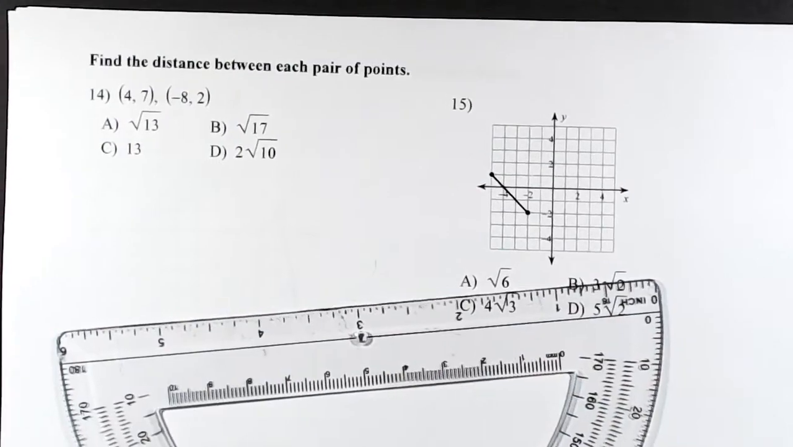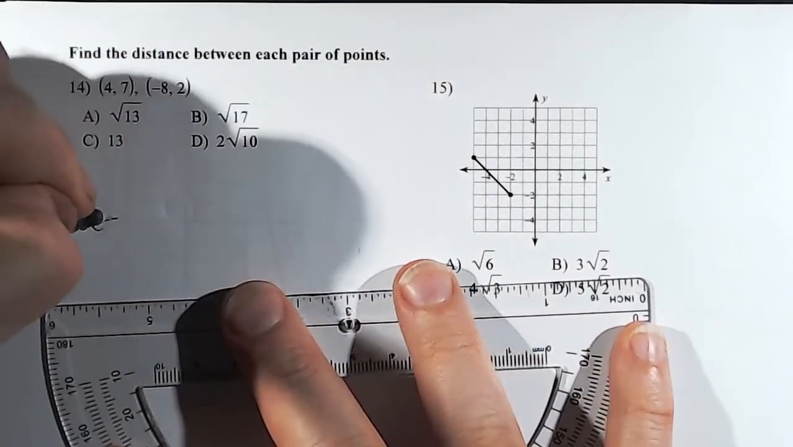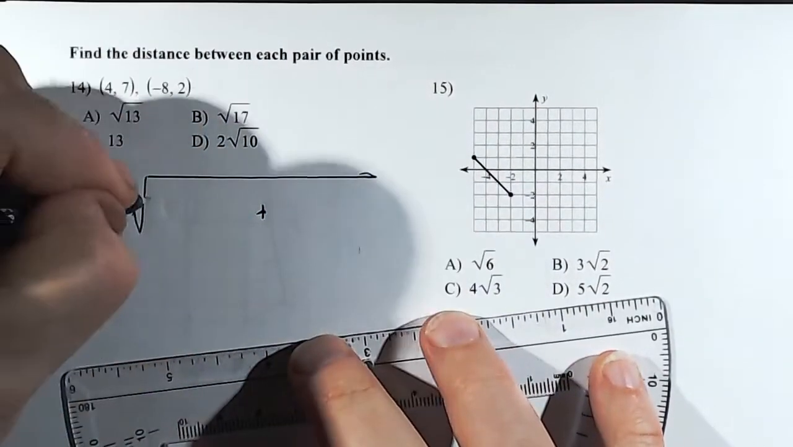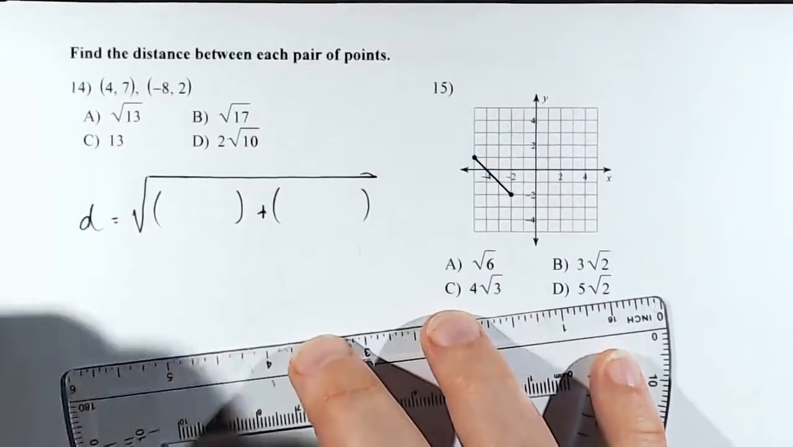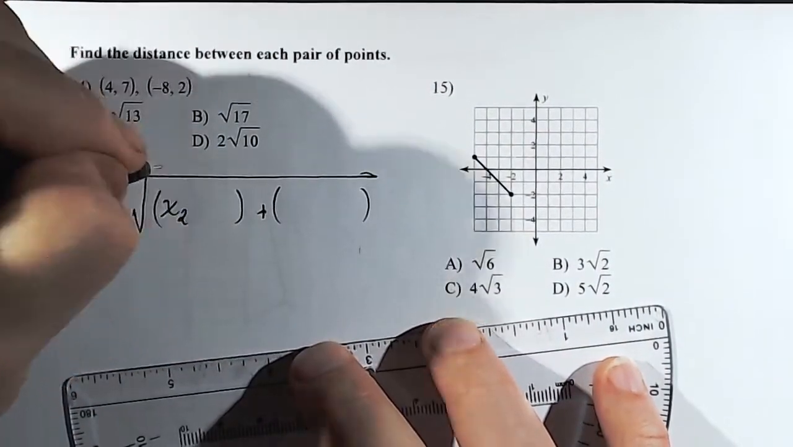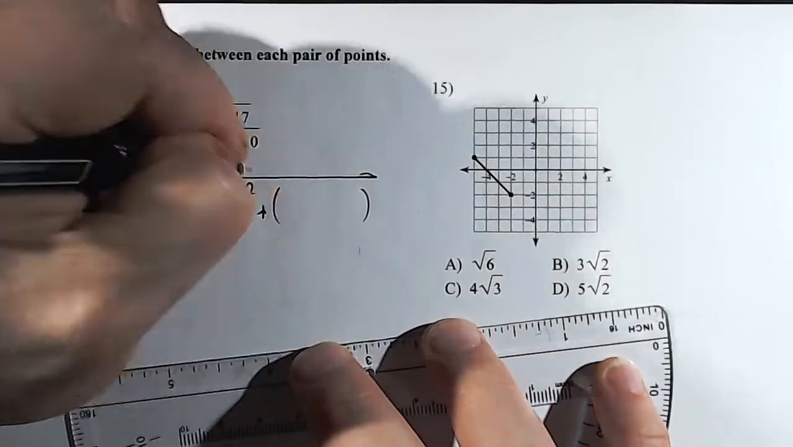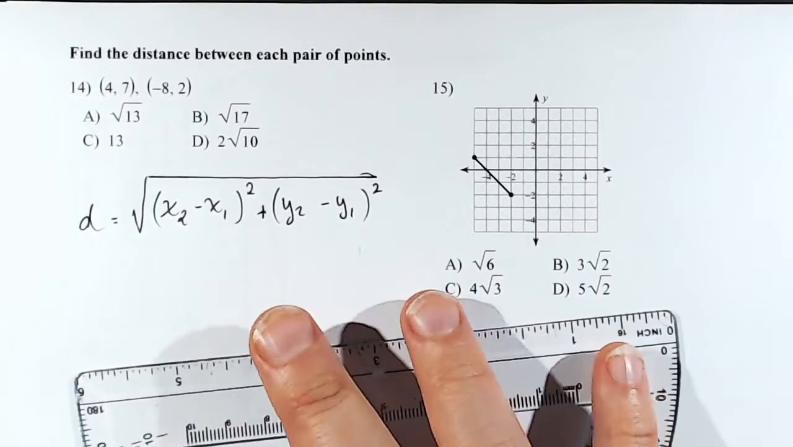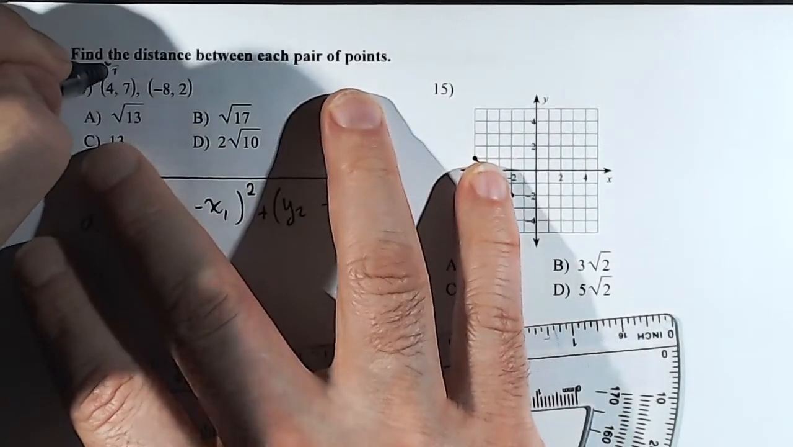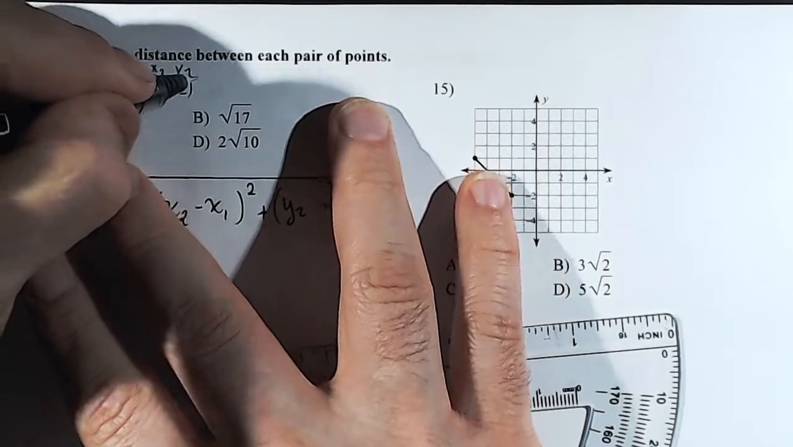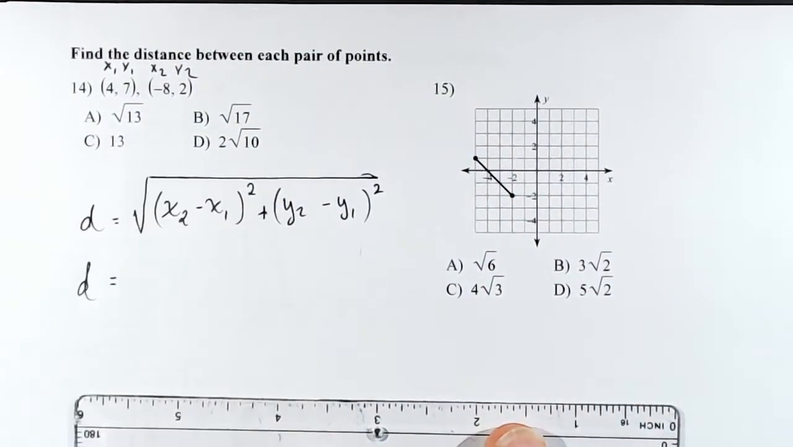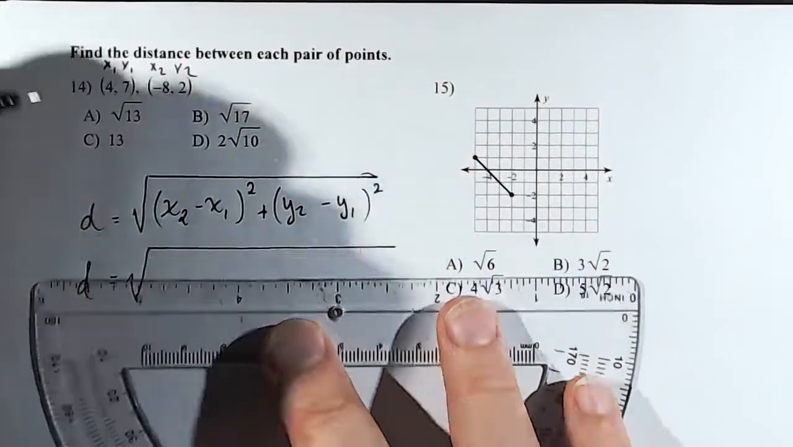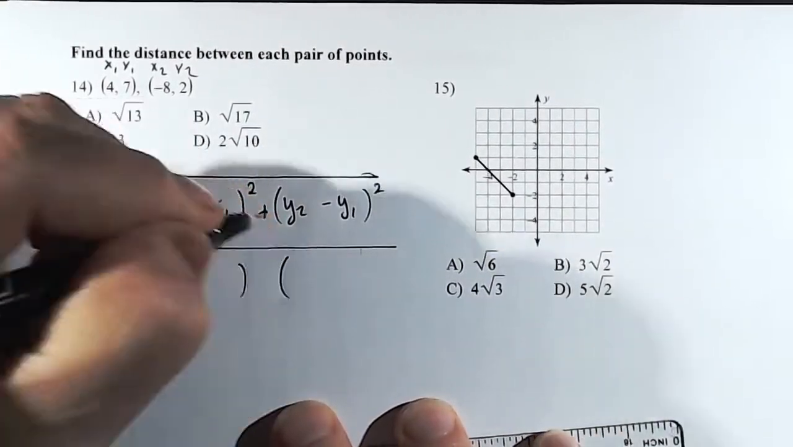Find the distance between each pair of points. All right, so remember, the distance is equal to the square root of the sum of the squared differences in the x and y values. So you just have to label x1, y1, x2, y2, and plug it in to this formula, okay? I'll just set it up and then do the whole thing in the calculator.